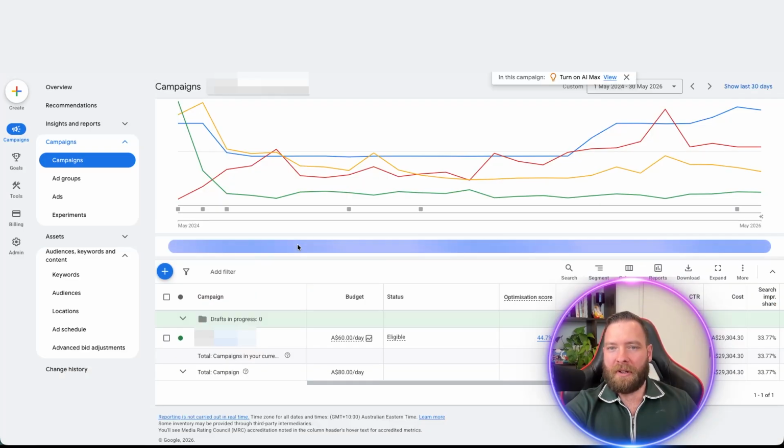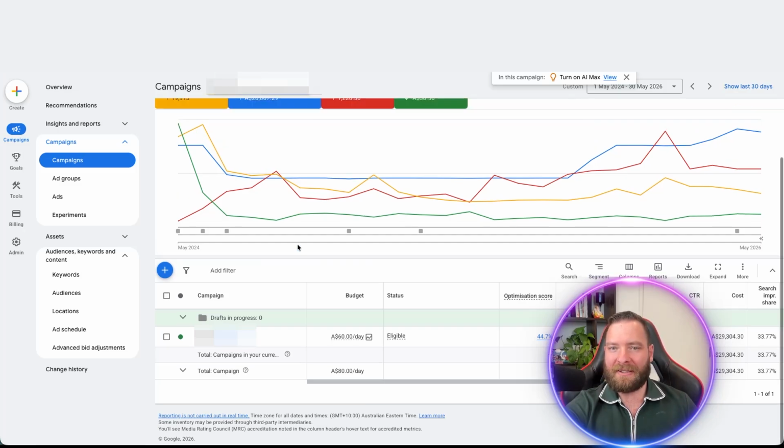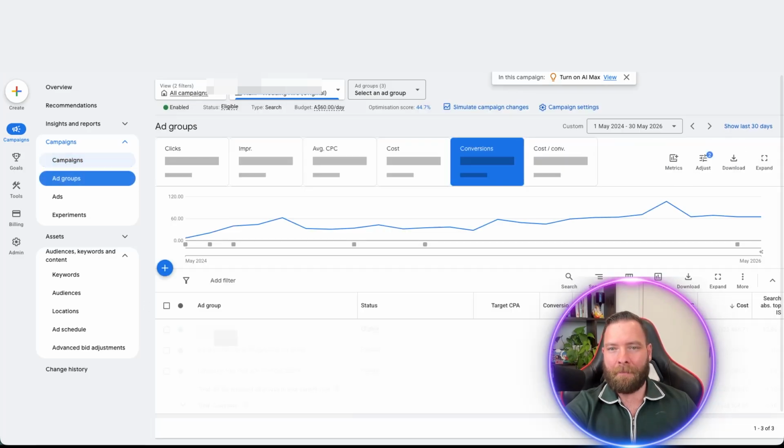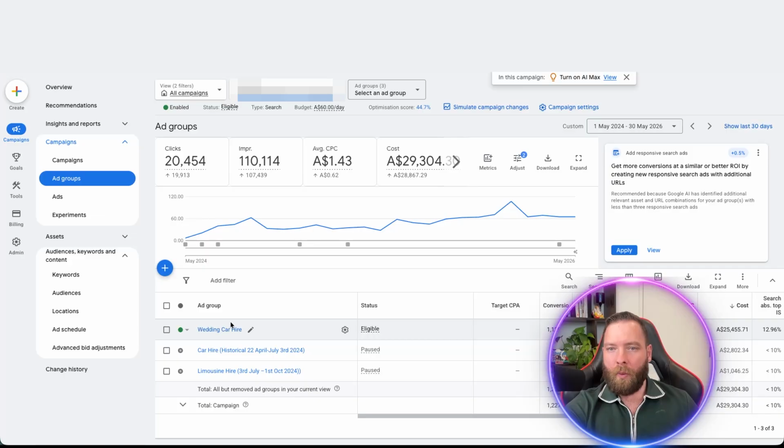The first thing we did is we excluded brand traffic so that Google Ads only learns from new customer inquiries, and then we segmented our campaigns into ad groups based on the car's function. So for example, going into the original campaign that we had set up, you can see that we had one ad group for wedding cars, one ad group for luxury cars, and one ad group for limos.